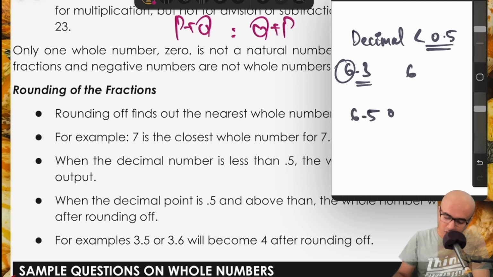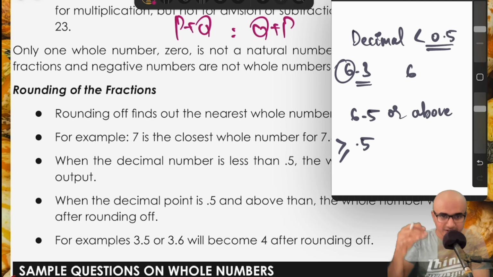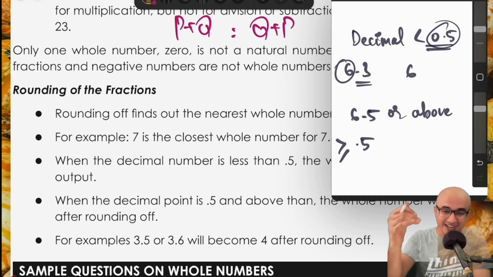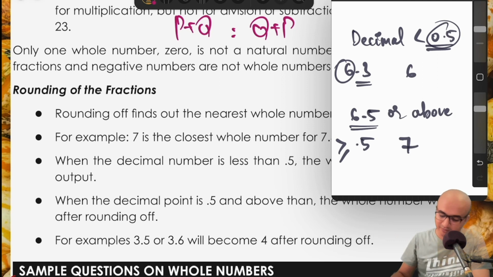6.5 or above, meaning if the decimal part is 0.5 or above, that is greater than or equal to 0.5, then we round up to the next whole number. If it is less than 0.5, we round down. If it is equal to 0.5 or greater than 0.5, we round up to the next whole number. For example, 6.5 in this case becomes 7. Same thing with 3 also.